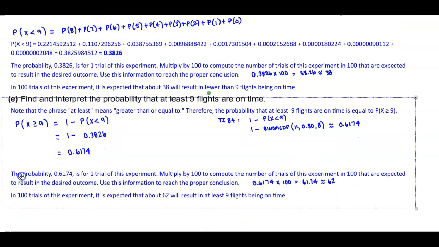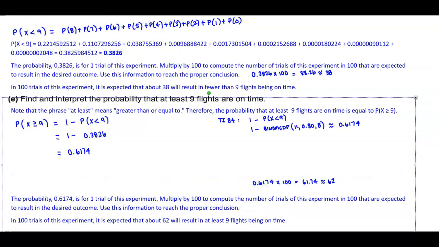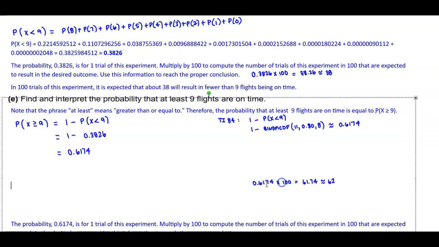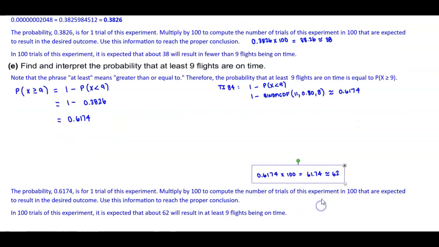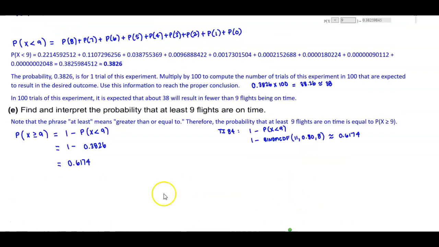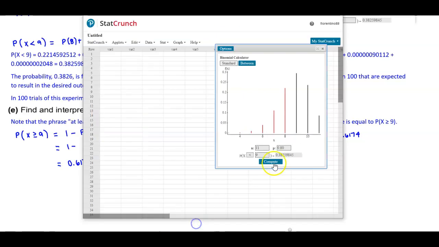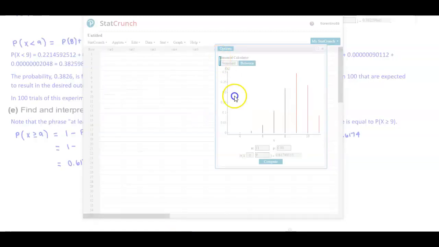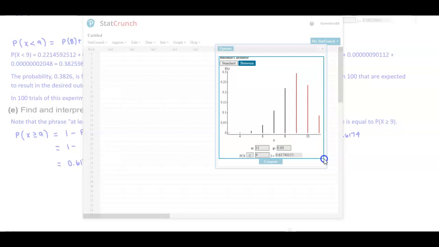Okay. And then let's also do this on StatCrunch. So I'm going to scroll down here a little bit. If we use StatCrunch, we know we have a number of trials of 11. We know that this is 0.80. Now on StatCrunch, you don't need to put the 1 minus. You can just put in greater than or equal to 9 and then select compute. And then when you do that, you get the following result.